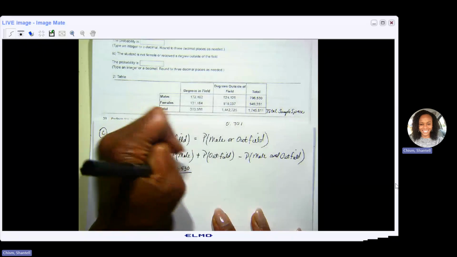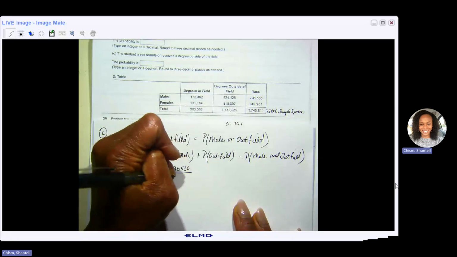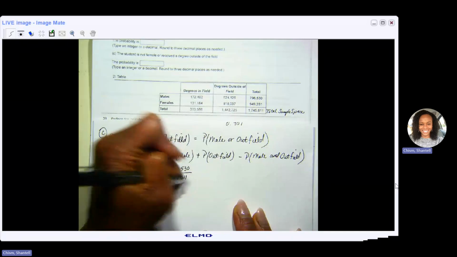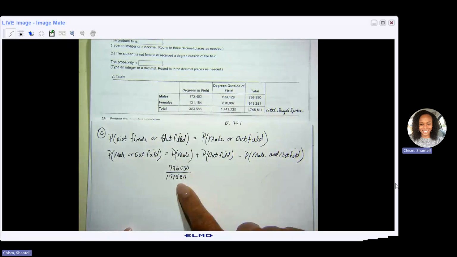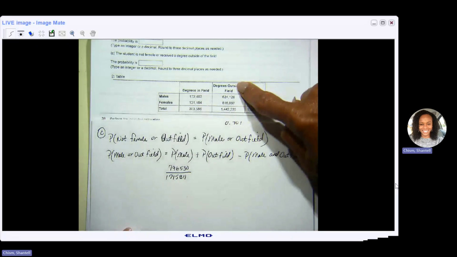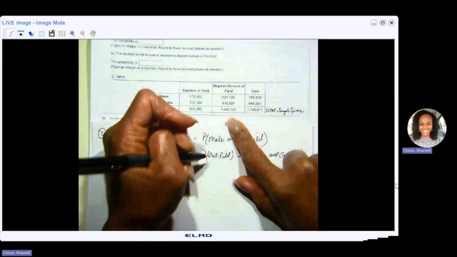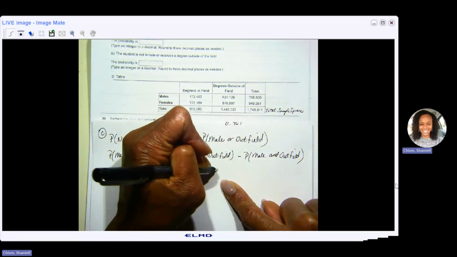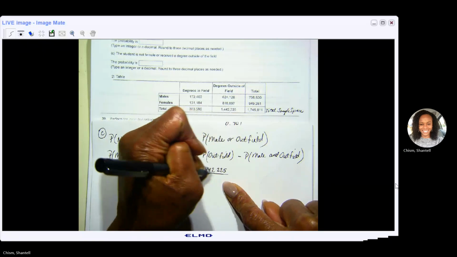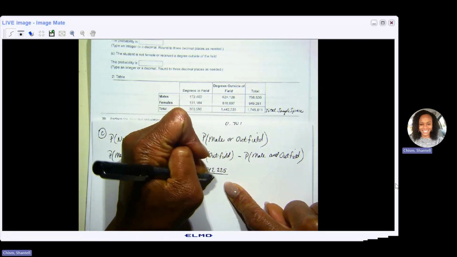796,530 out of 1,745,811. Okay. That's again always your denominator for this problem. Then the probability of selecting a student who earned a degree outside of field. Well, outside of field, regardless of gender, is 1,442,225 out of the 1,745,811.